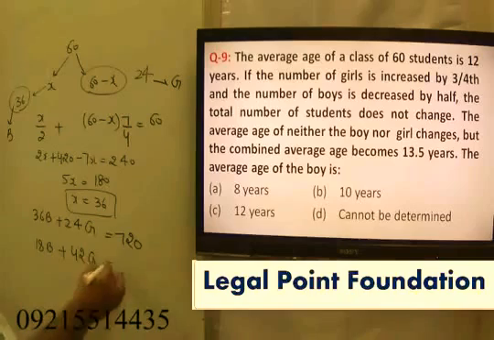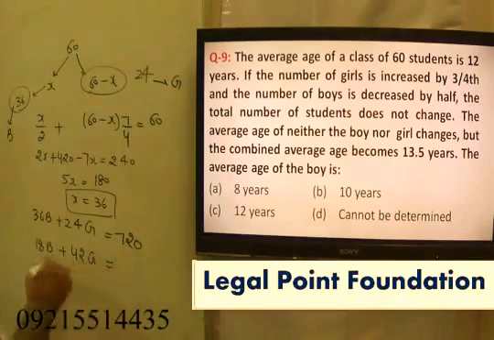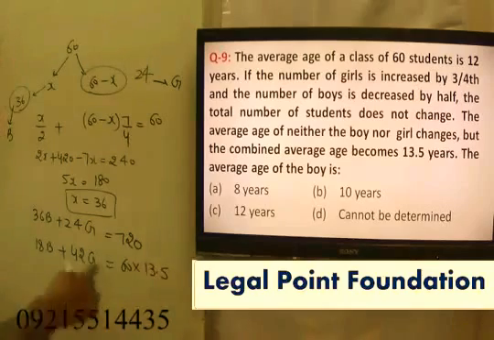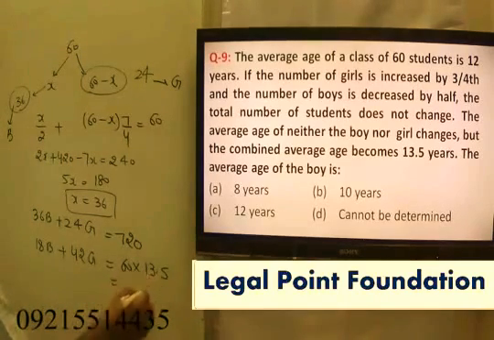It means you may state that total students are still 60. 60 into 13.5, okay. Now what do you get here? Just multiply it. 6, 5, 30, 0 carry 3. 17 and 78 and 3, 81. 810. And I have to find the age of the boy, means you have to find the value of B. It means you have to cancel the girl, right?